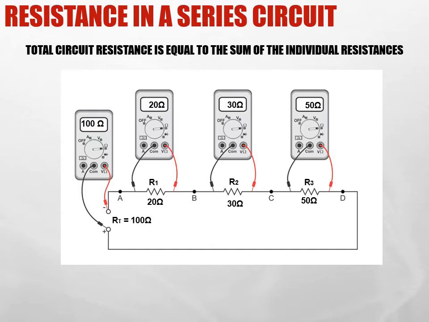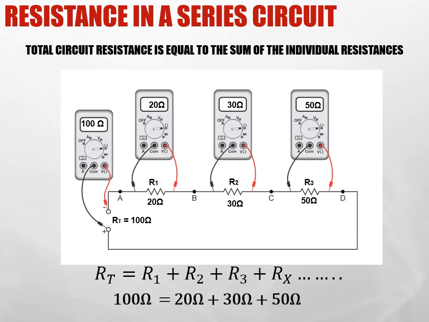The electrons are forced through 20, 30, and 50 ohms, for a total of 100 ohms of opposition. When we're adding this up, RT is equal to the sum of the resistors, where 100 ohms is equal to 20 plus 30 plus 50.